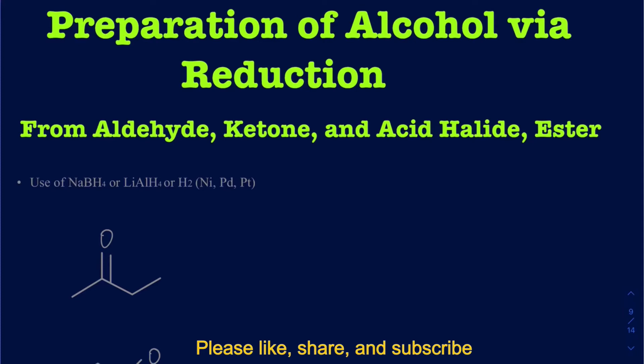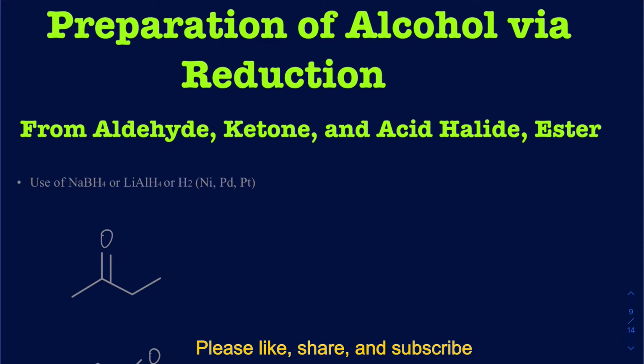Hello everyone, in this video we're going to be talking about how to make alcohols through reduction. So we're going to be getting alcohols from aldehydes, ketones, acid halides, and the esters. Typically I'm going to be talking about two main types of reducing agents, and the third one is going to be the hydrogen in the presence of catalysts. So let's focus on the first two, and one of them is NaBH4.